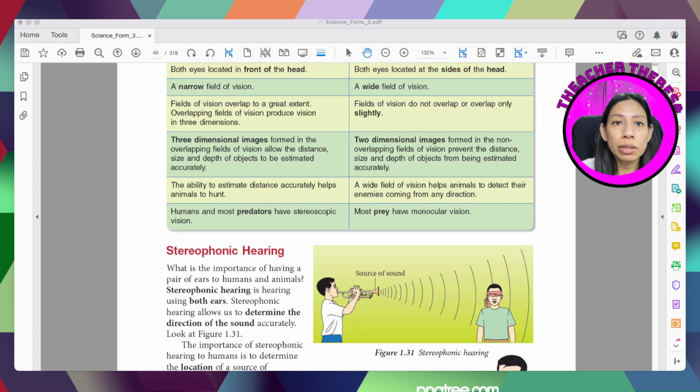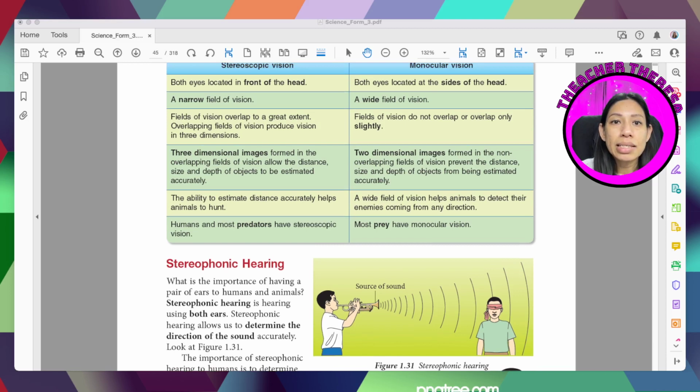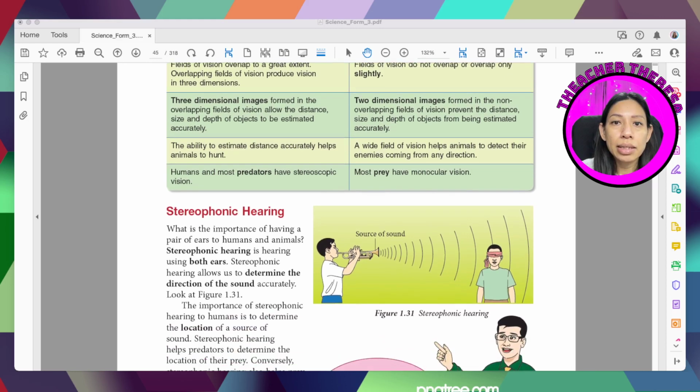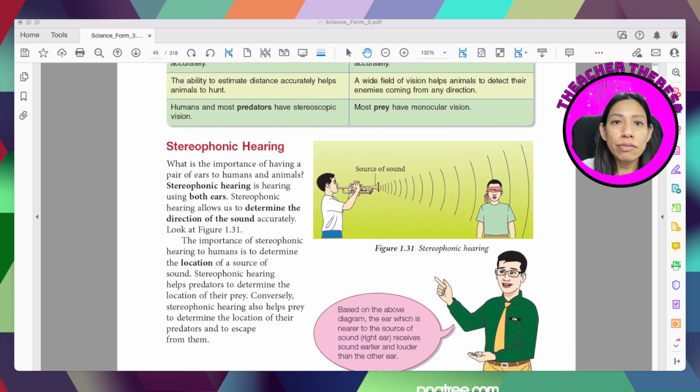But why is it important? Because we can actually estimate the distance or how far the size of the object. So you look at yourself. Why is stereoscopic vision important for you as a human? Because you can estimate the distance, you can estimate the size even not being near the object. So mostly predators like tigers, owls, they have stereoscopic.